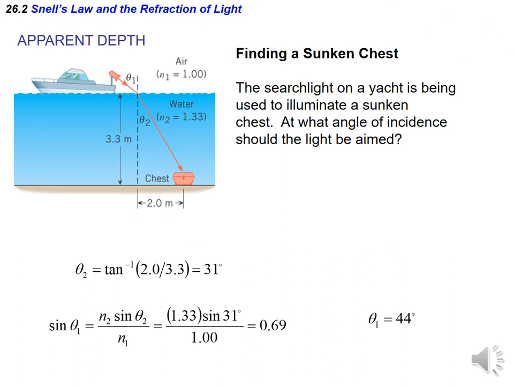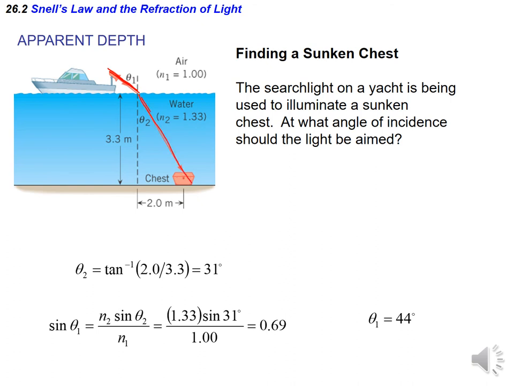Okay, so this is about apparent depth. The question here is, at what angle of incidence should the light be aimed? The searchlight on a yacht is being used to illuminate a sunken chest. So we need to get the angle of incidence here.